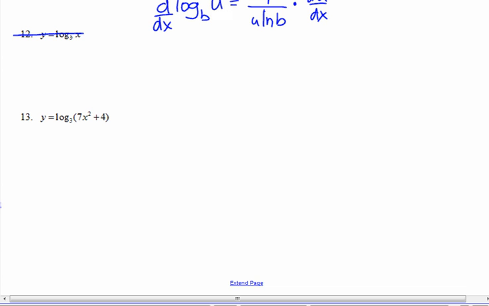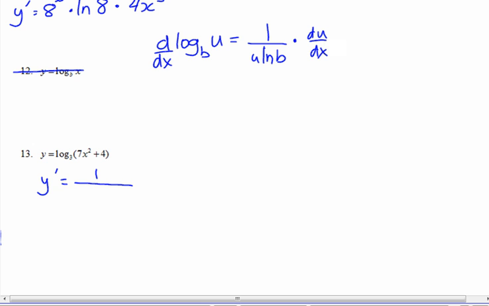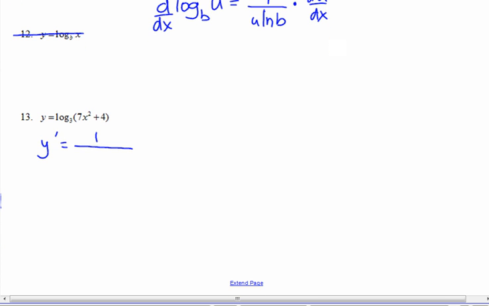So this guy, if we derive him, y prime equals 1 over u times the natural log of our base. What's my u value? It's the inside, right? All of this is your u. So (7x squared plus 4), that has to be in brackets, times natural log of my base, which is 3, times the derivative of the inside, which we actually could just throw on the numerator. What's the derivative of our u? 14x. I'm just going to throw it up top.